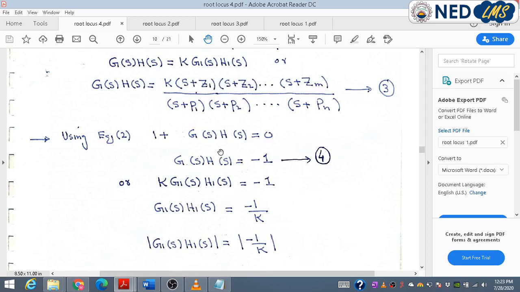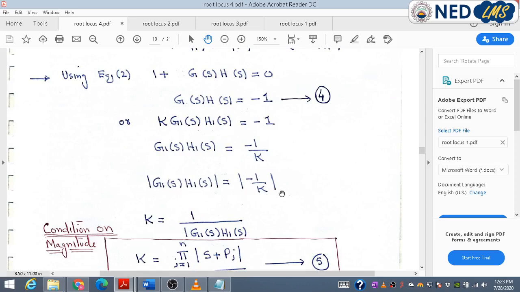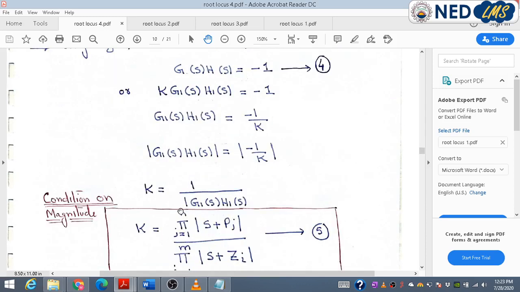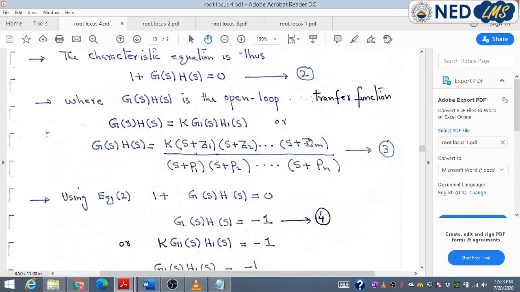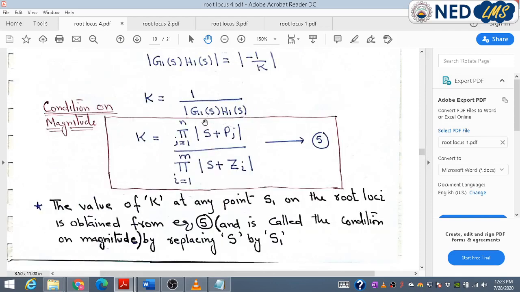Okay, so again this is the system characteristic equation, which can also be written as G(s)H(s) equal to -1. I separate the k term, so the remaining term is G1(s)H1(s) from this open loop transfer function, and I apply the modulus on both sides. Then k would be equal to 1 over the magnitude of G1(s)H1(s), and I apply the finite zeros in the numerator and the finite poles in the denominator. Then in this expression the poles are in the numerator and the zeros are in the denominator, because here I am taking the reciprocal of G1(s)H1(s).